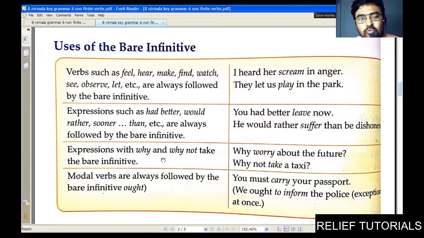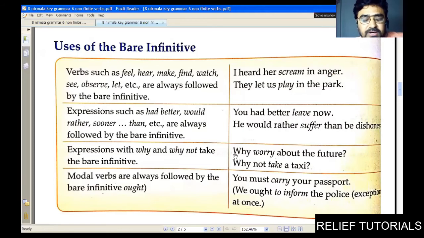Expressions with why and why not take bare infinitives. Why to worry? No. Why worry about the future? Why not take a taxi? Why not to take a taxi? Is a wrong use. Why not take a taxi? And last, as I told you earlier, modal verbs are always followed by bare infinitive.